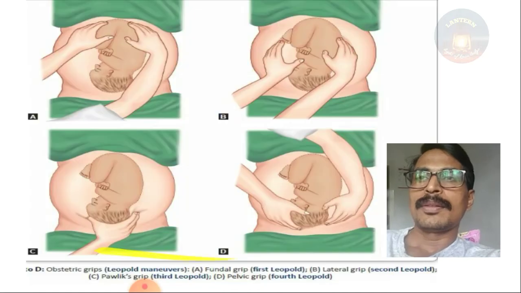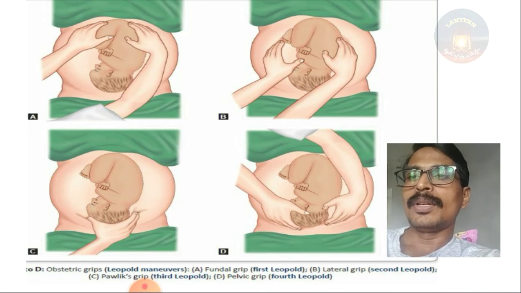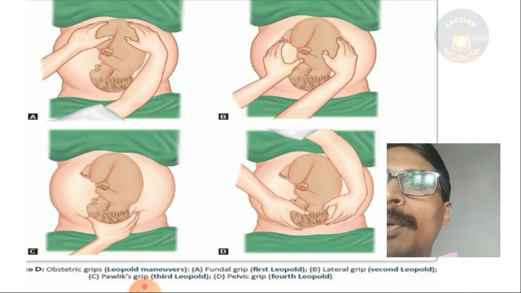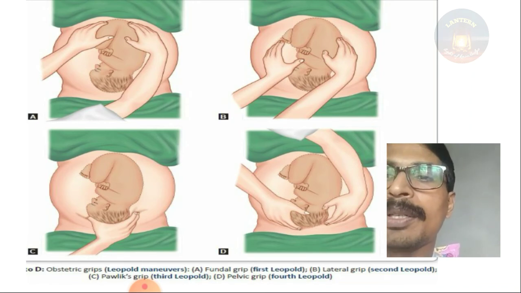So these are the different maneuvers of uterine palpation. These are called obstetric grips or Leopold maneuvers. First one is fundal grip, the first Leopold maneuver. Second one is lateral grip or second Leopold maneuver. Third one is pollic grip or third Leopold maneuver. And last one is pelvic grip or fourth Leopold maneuver.